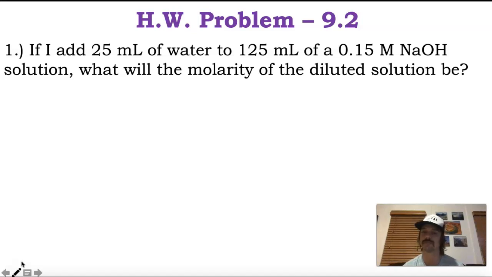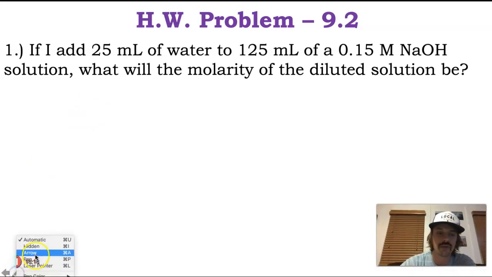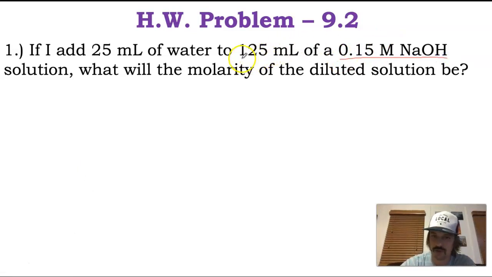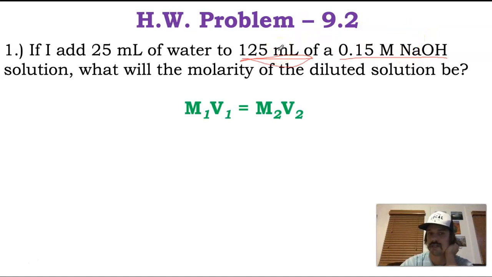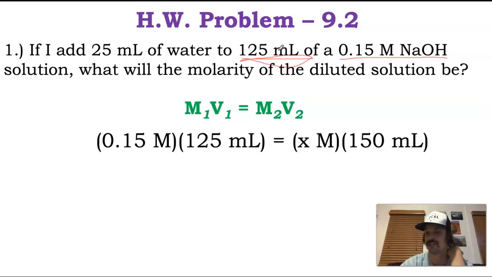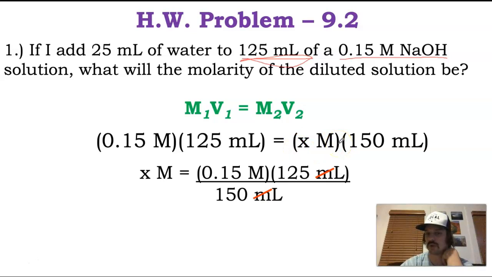So here I'm diluting it. Okay? So it looks like I'm starting with 0.15 molarity sodium hydroxide, 125 milliliters of that, and then I'm adding 25 milliliters. So I'm going to call this my M1 and this my V1. I'm adding 25 milliliters, so my V2 is going to be 150. And I'm looking for that new molarity, so I'm simply solving for M2. When I divide by 150, I get my new concentration, 0.125.